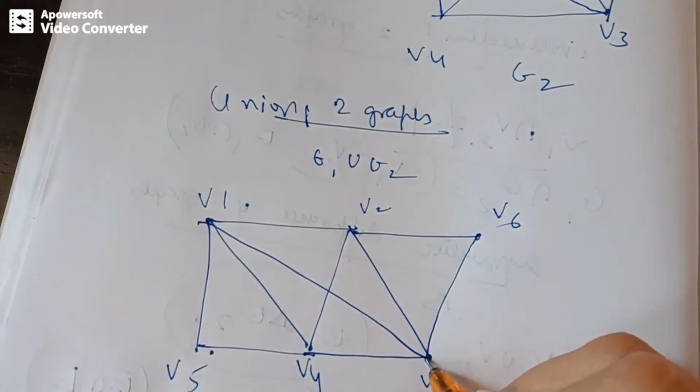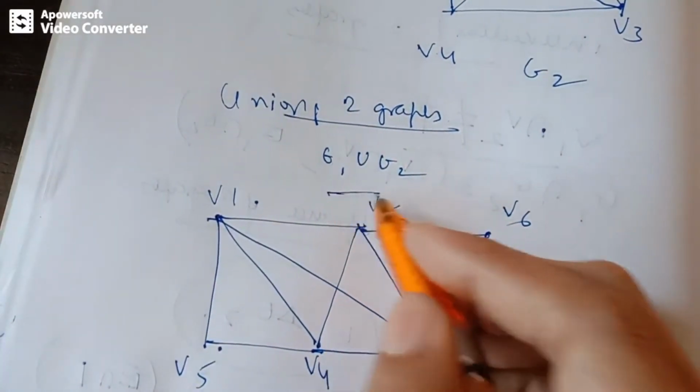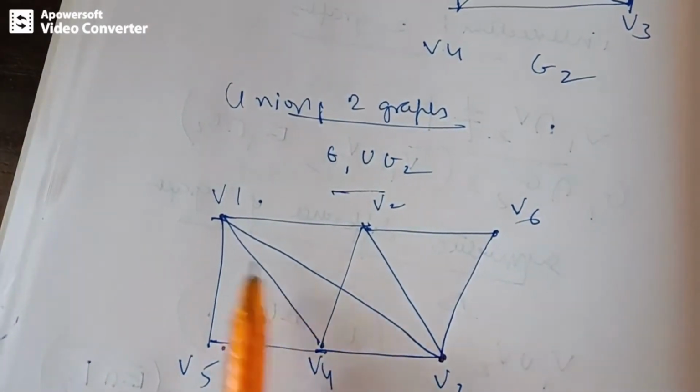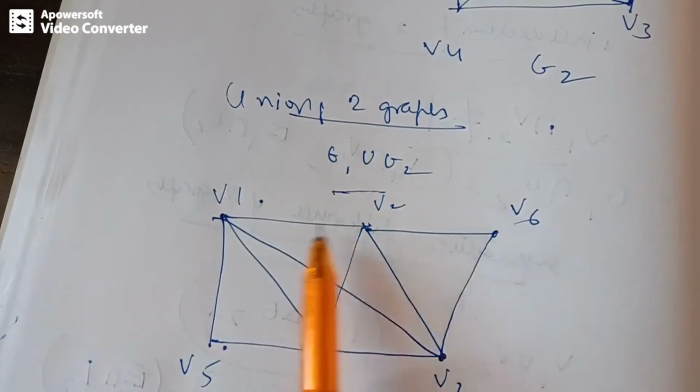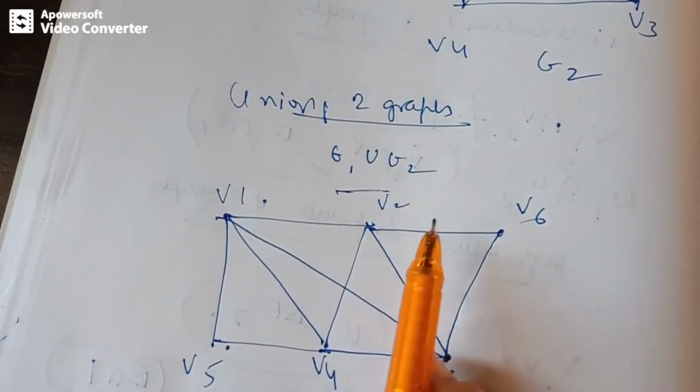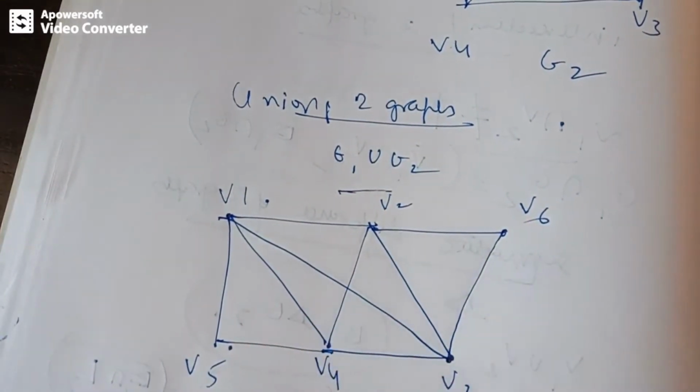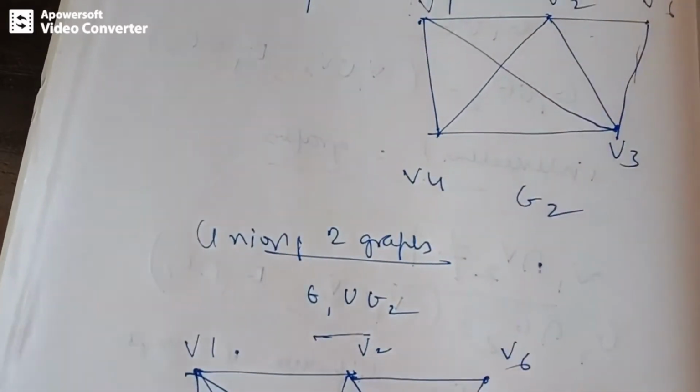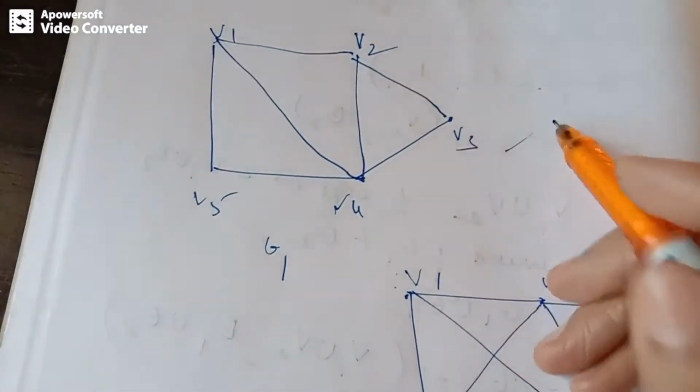So this is the union of the two graphs, and it is represented by G1 union G2. What I have done is I have combined all the vertices in the two graphs plus the edge set of the two graphs. Next, based on these two graphs, let us find the intersection of the two graphs.